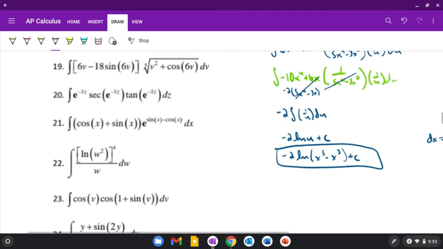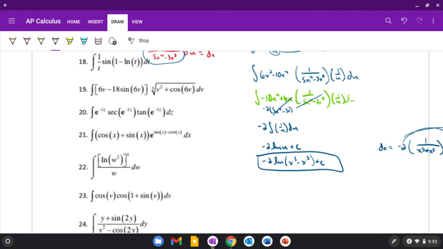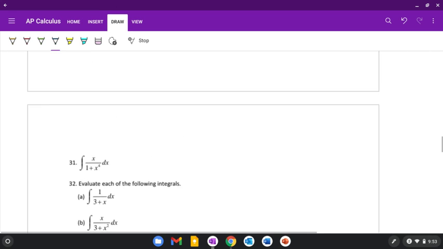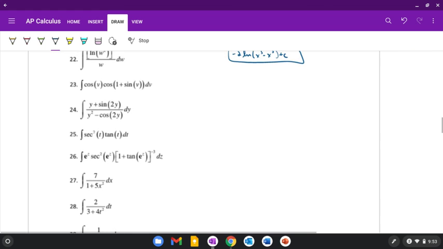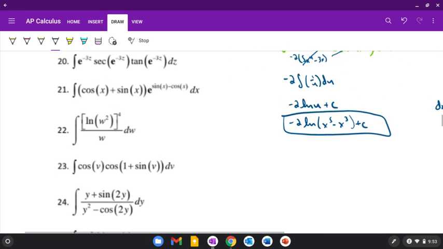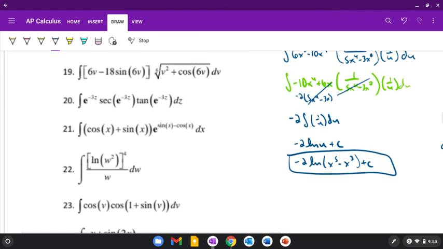All right. Let's see. Any other ones here we want to do? Maybe like number 19 would be a good one to give a shot. Looks a little bit confusing. Let's go ahead and tackle 19.